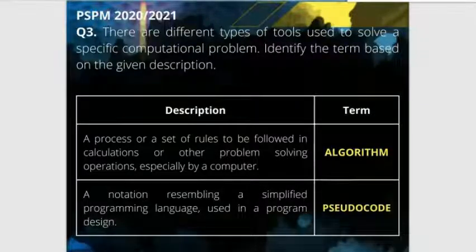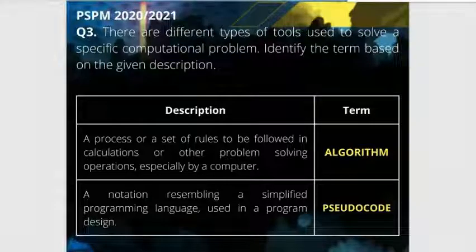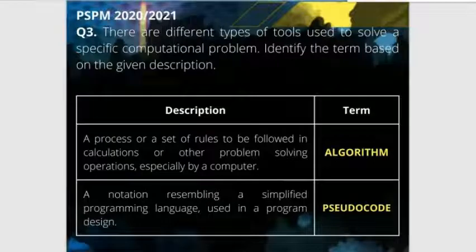So the term here is algorithm. Okay, so that's why I give the video intro before this so that you can memorize some of the description. All right, but sometimes in the exam, the description is a bit different, but it is still the same thing. Okay, the keyword here is a process or a set of rules for problem solving. So the term here that we want is algorithm. Okay, set of rules for problem solving.